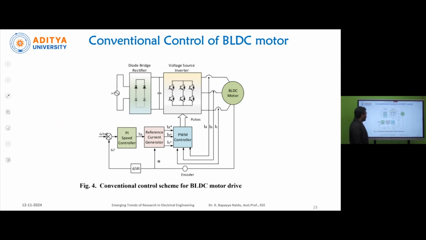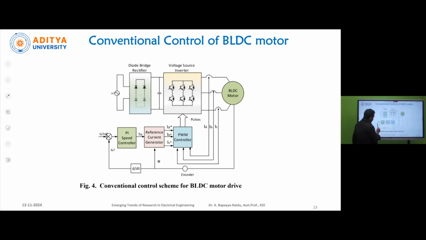Now here the voltage source inverter is connected to this diode bridge rectifier, and the output of the BLDC motor is connected to this PWM controller. Here the encoder is nothing but the Hall effect sensors. The main use of this encoder is for identifying the rotor position.